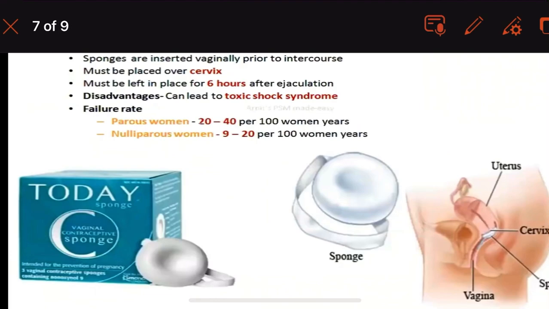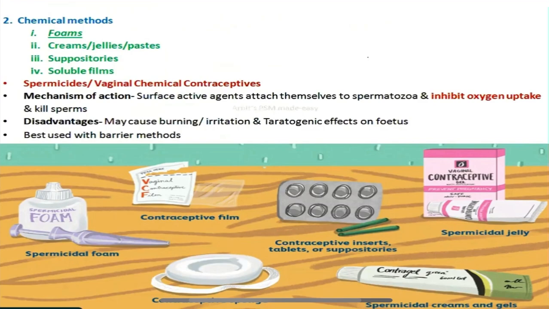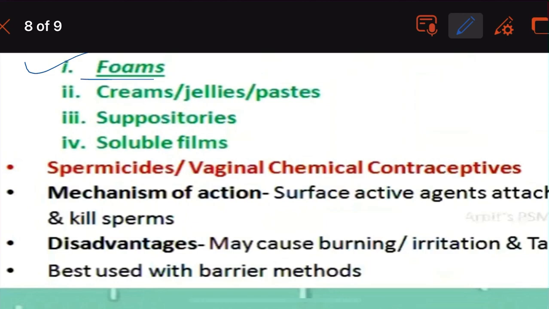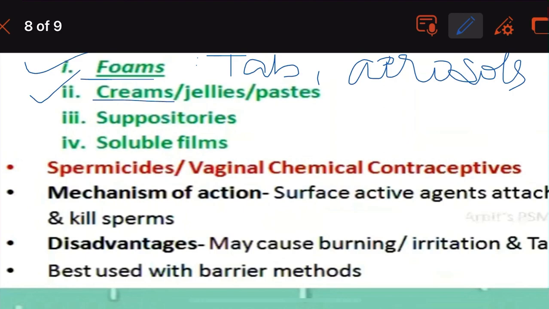the physical methods. Now we are moving on to the chemical methods. Under the chemical methods, we see that they comprise 4 categories. The first one is foams. The foams comprise foam tablets, and also foam aerosols are seen. Next, we have creams, jellies and paste, which are squeezed from the tube.